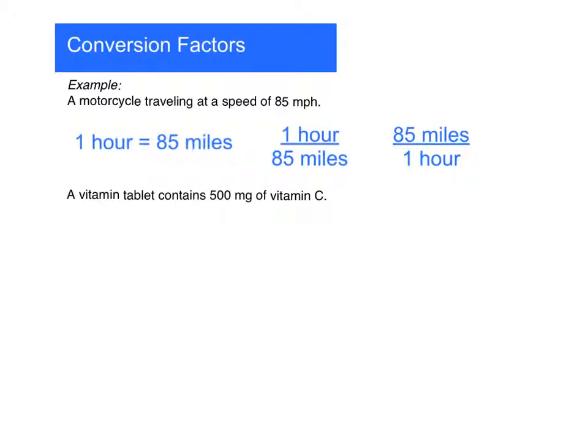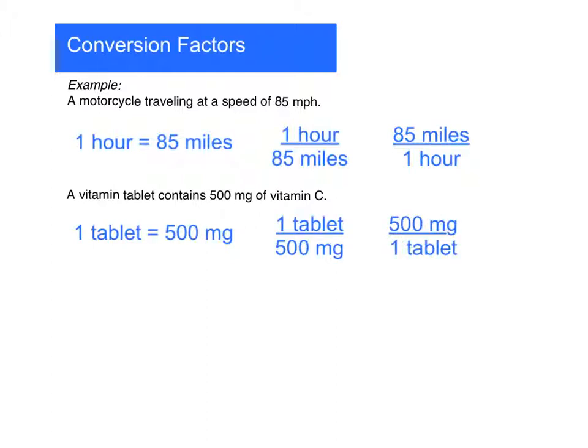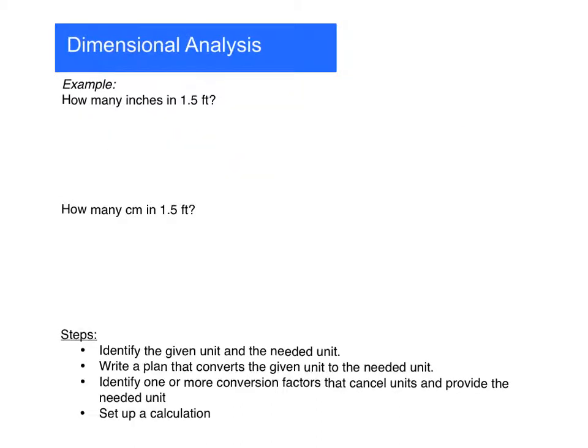Similarly, if we have a vitamin tablet and it contains 500 milligrams of vitamin C, you might not initially see an equivalence there, but the problem tells you that 1 tablet is equal to 500 milligrams. So we could write our conversion factor as 1 tablet over 500 milligrams, or as 500 milligrams over 1 tablet. Now the last thing we're going to do is combine the conversion factors we've been doing with a technique called dimensional analysis.